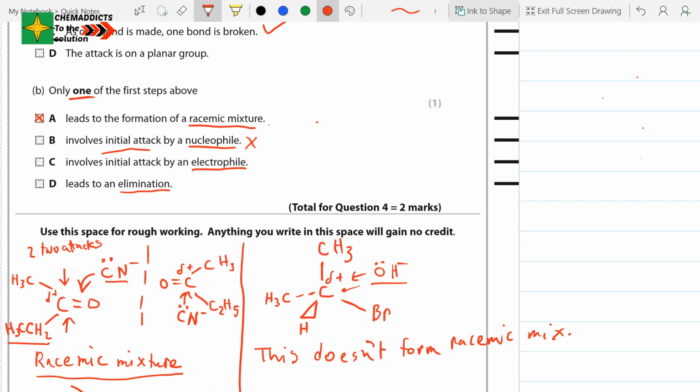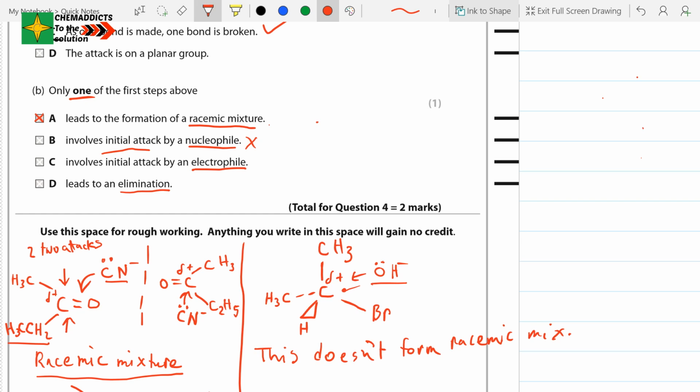In order for this to be the answer, one of them should be attacked by the nucleophile, but the other shouldn't be attacked. Then this answer would be valid for this condition, but here both of the molecules are being attacked by the nucleophile, so this answer is invalid. They have asked about only one molecule. I hope that you have got it right.